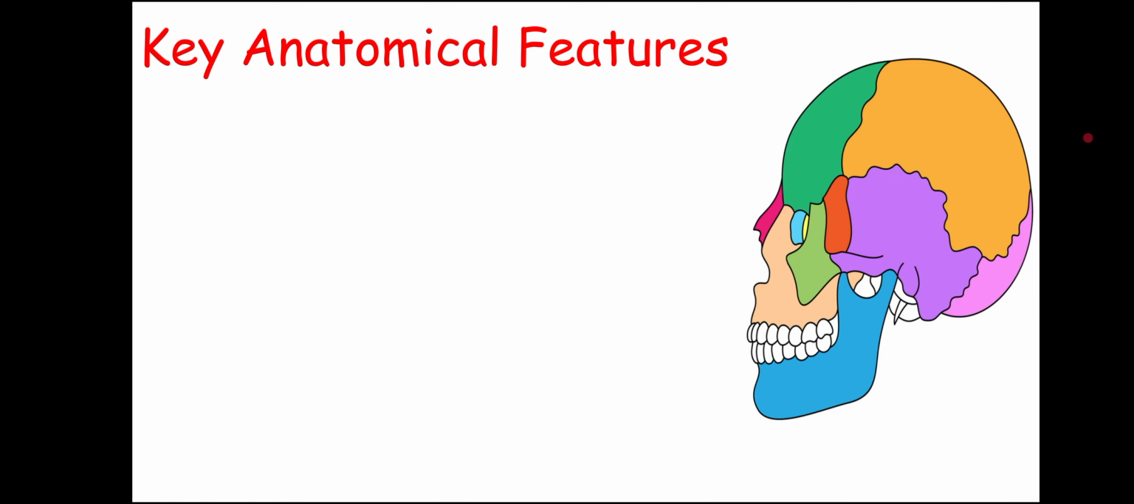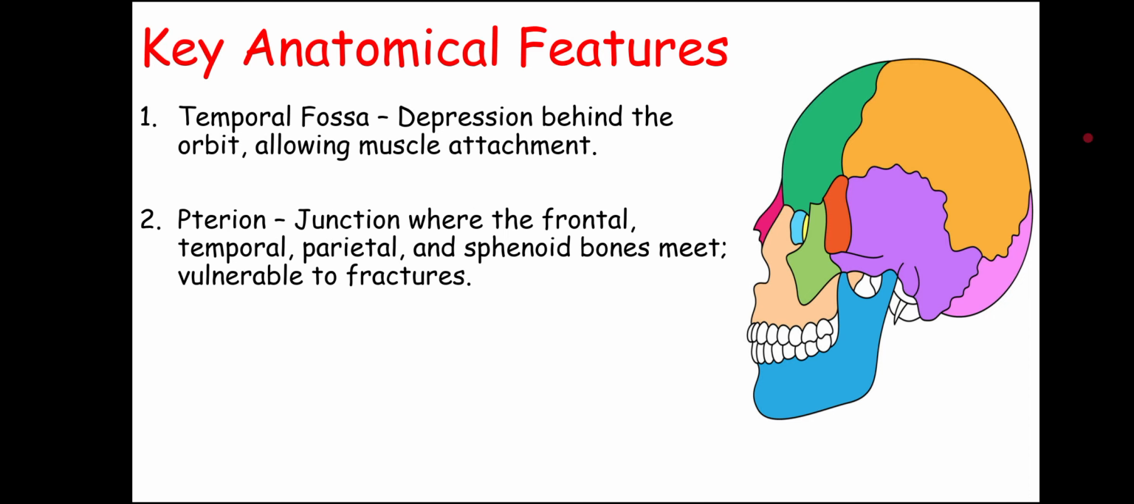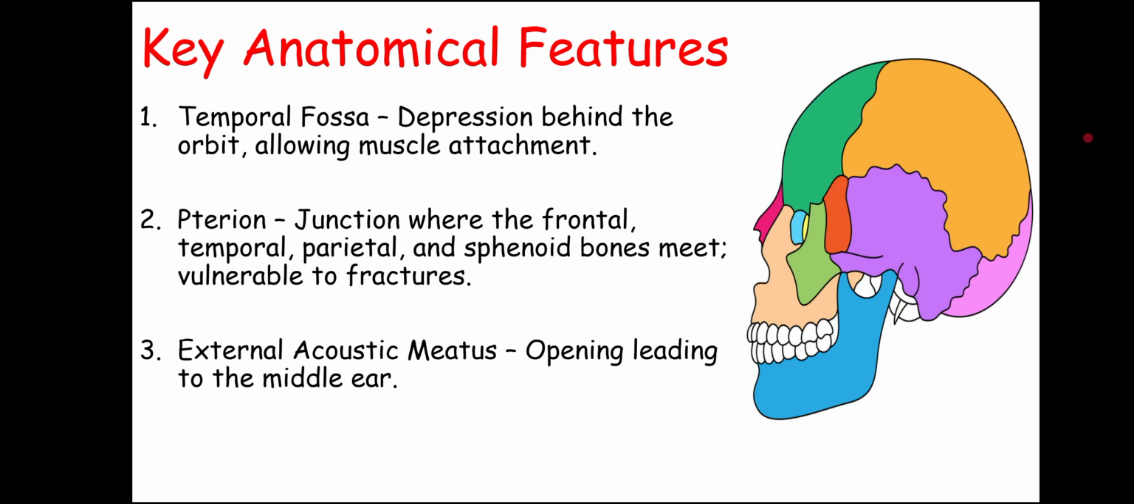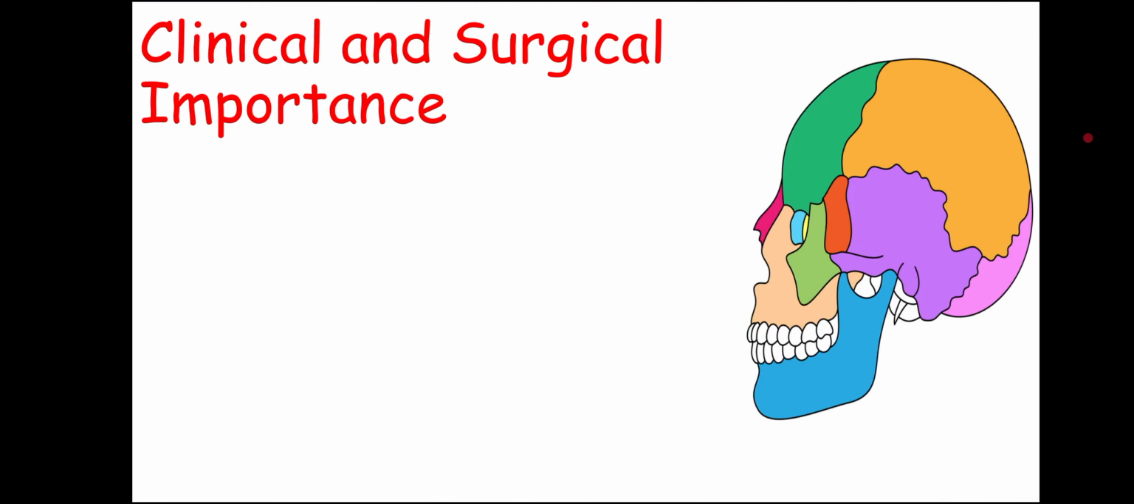Now, let's talk about the key anatomical features of Norma Lateralis. The key features of Norma Lateralis include temporal fossa, that is depression behind the orbit allowing muscle attachment. And other feature include is terion, that is junction where the frontal, temporal, parietal and sphenoid bone meet, and this part is vulnerable to fractures. Next feature is external acoustic meatus, that is opening leading to the middle ear. And next feature is mastoid process, that is bony prominence behind the ear, and it is important for muscle attachment.